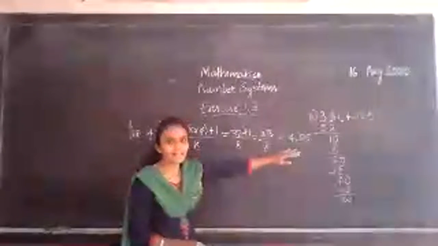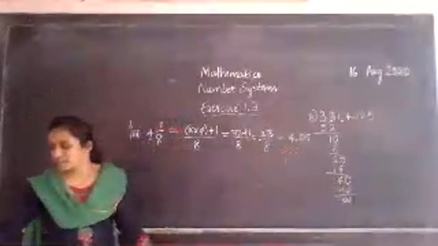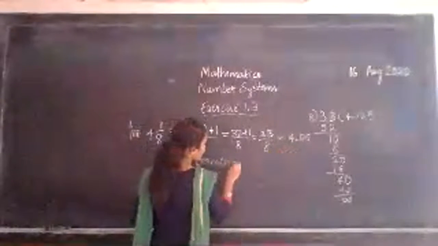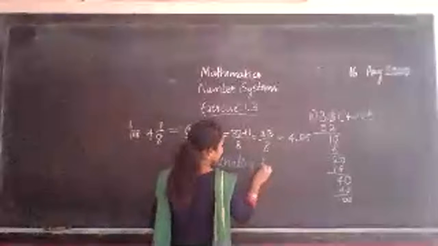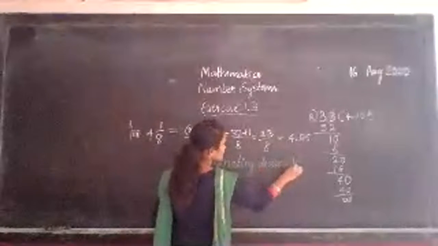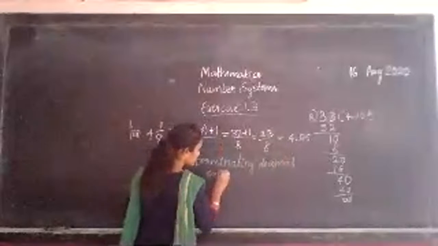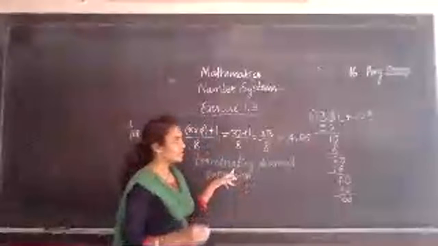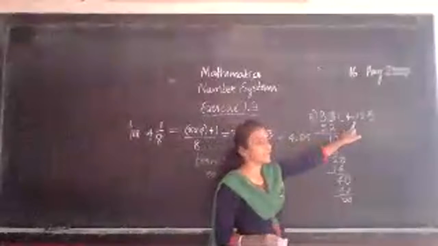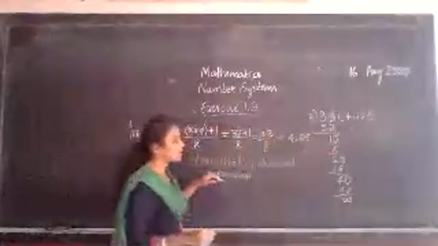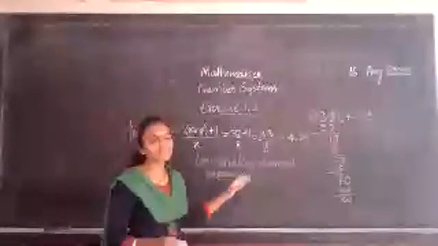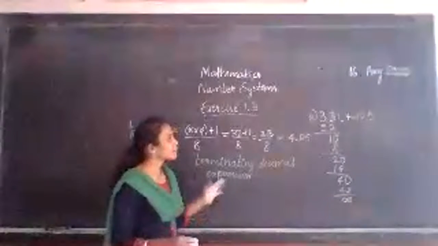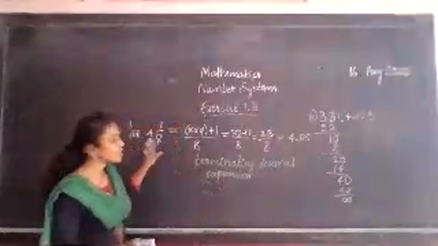So how is it? It is a terminating decimal expansion. Okay, and terminating and non-recurring. There is no number which is recurring. Therefore this is a terminating decimal expansion which is non-recurring. Understood? You can write terminating decimal expansion. Okay, so this is about the third problem.